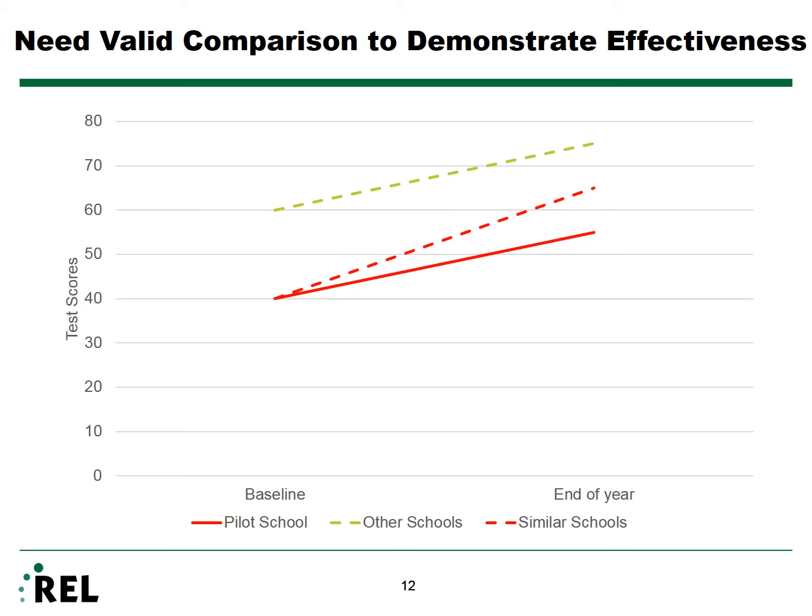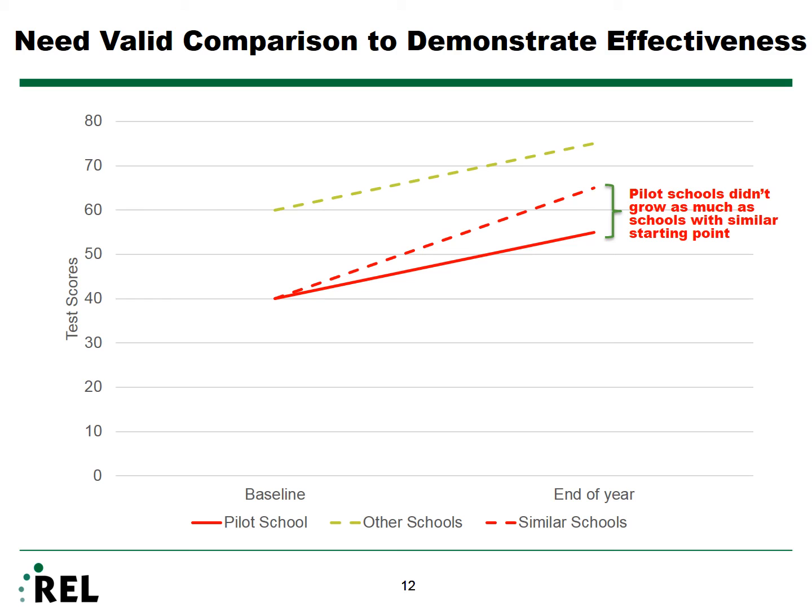Once we focus in on a set of schools that looked similar to the pilot school at baseline, we see that test scores at the set of similar schools actually increased by more than scores at the pilot school. Now it appears that reading outcomes at the pilot school were actually worse than at other similar schools. So it looks like the new reading program was not effective, or at least not as effective as the tutoring program that the other similar schools used.